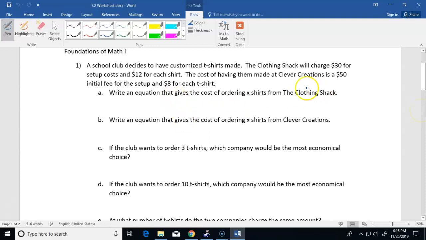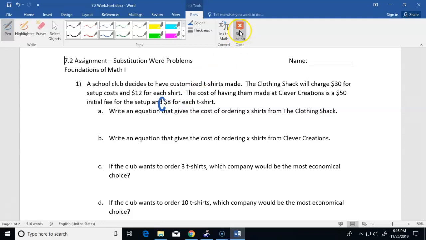Clothing Shack. So from the Clothing Shack, our cost, I'm going to call that C, is going to equal, they charge $30 just for the setup, and then they cost $12 per t-shirt. It tells us there are X shirts, so I'm going to use the variable X for the number of shirts.